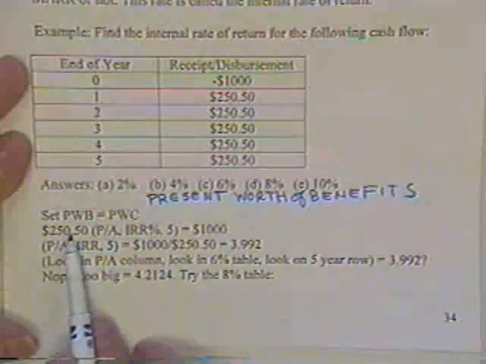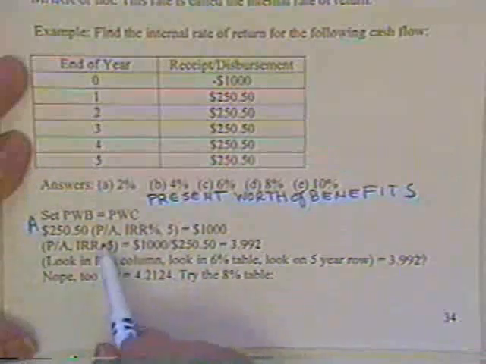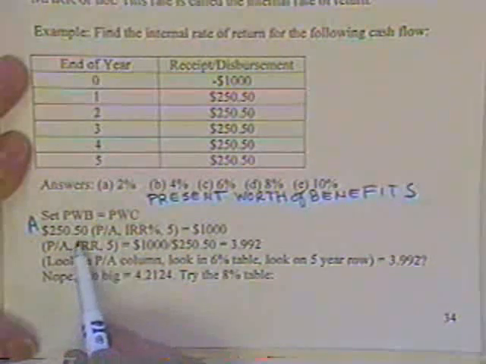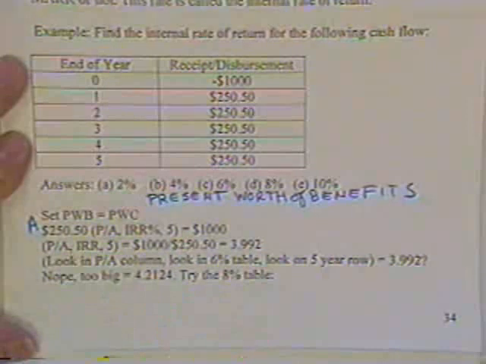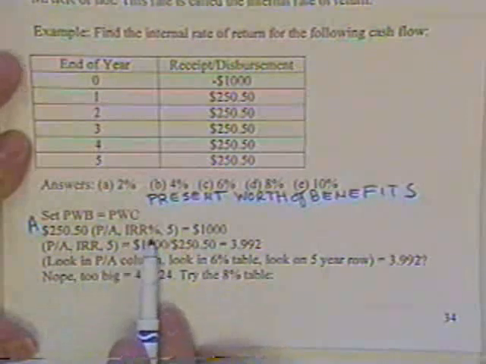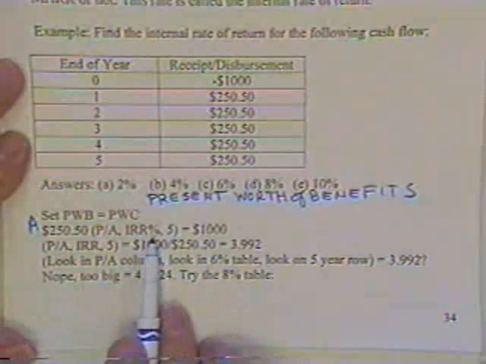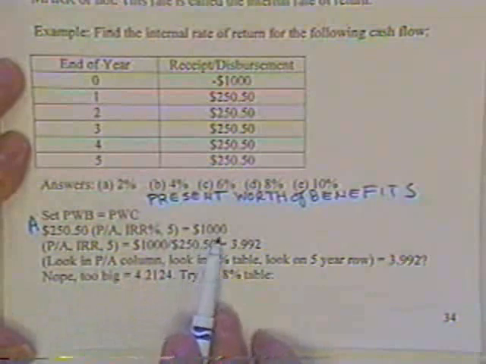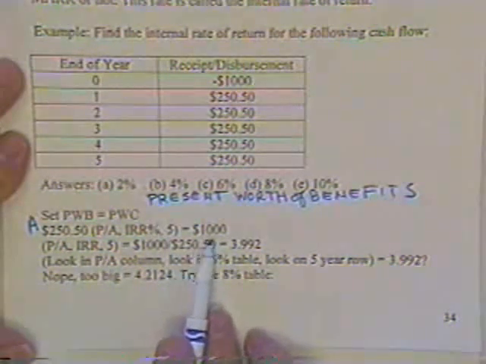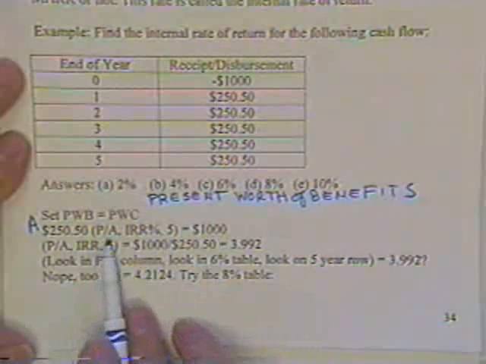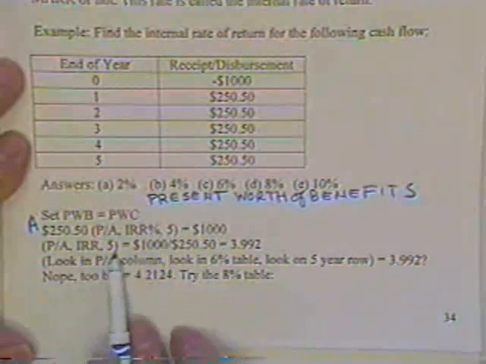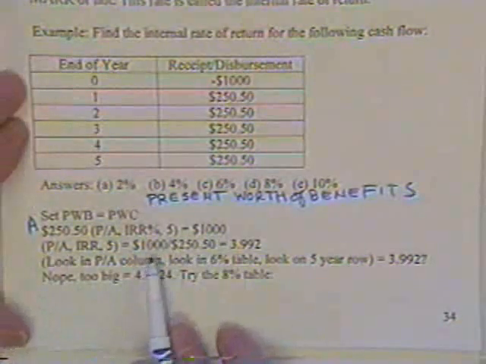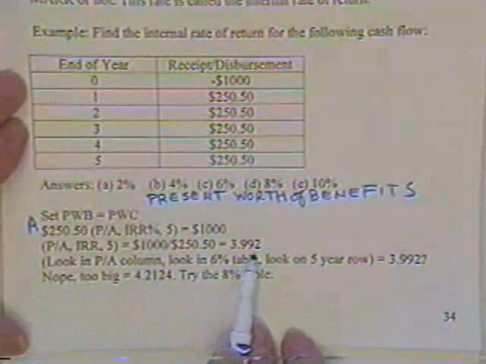So this is an A number, and therefore A times P over A would cancel A, leaving me with the present value of this stream of cash flows to me, at some internal rate of return that's to be calculated, for 5 payment periods. The present worth of the cost, well, there's only one cost, and it's all right now, presently, $1,000. So I can solve for P over A, IR, 5. P over A, IR, 5 is equal to 1,000 divided by 250. So in other words, the ratio of the 1,000 to the 250 is 3.992.